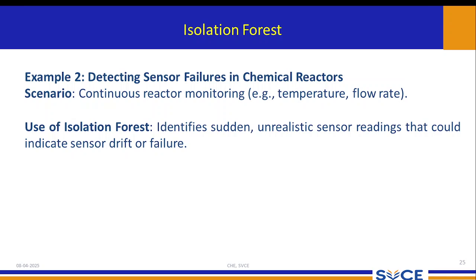Okay, the scenario here is continuous reactor monitoring, like temperature and flow rate, annually. Use of isolation forest: identify the sudden unrealistic sensor reading that could indicate sensor drift or failure. So if we find any uncommon, unrealistic sensor reading that could indicate sensor drift or failure of the component, or maybe occurs because of some unwanted process conditions.